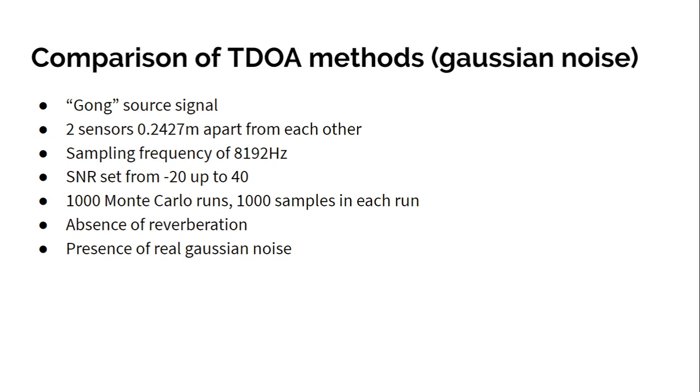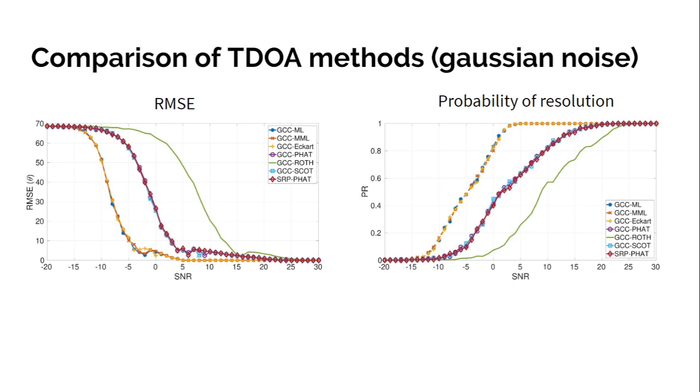We have only two sensors that are just 0.2427 meters away from each other. The sampling frequency is around 8.2 kilohertz. The SNR was set from -20 up to 40 dB. We have 1,000 Monte Carlo runs and 1,000 samples in each of them. There is no reverberation, and we have only real Gaussian noise. Right, so we're going to compare all the TDOA methods by means of root mean squared error and the probability of resolution, or PR for short.